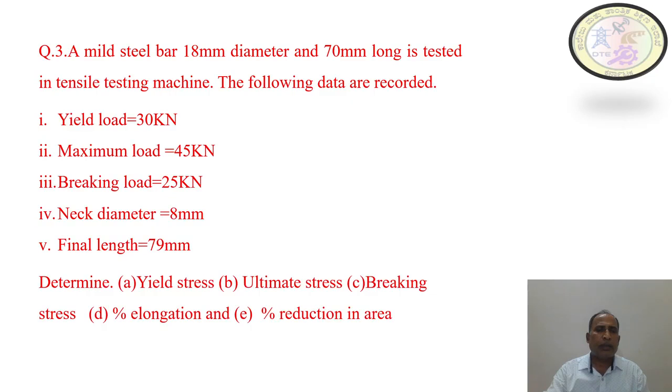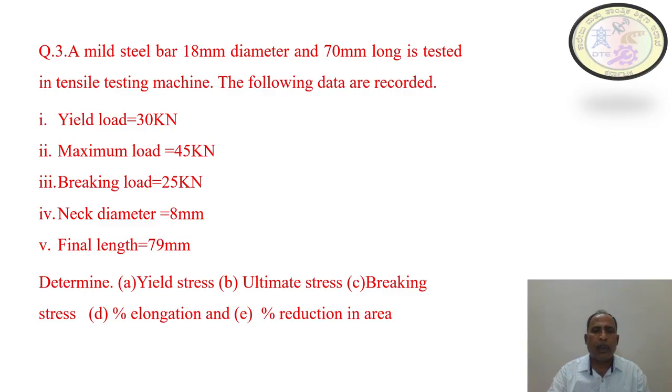In the previous problem he has given the total extension. There we calculated the final length as equal to the original length, or gauge length, plus extension. So here, instead of giving the total extension, he has given the final length, 79 mm, and the original length is 70 mm. Therefore total extension will be final length minus the original length, that is 79 minus 70, that will be 9 mm, the total extension in the member.